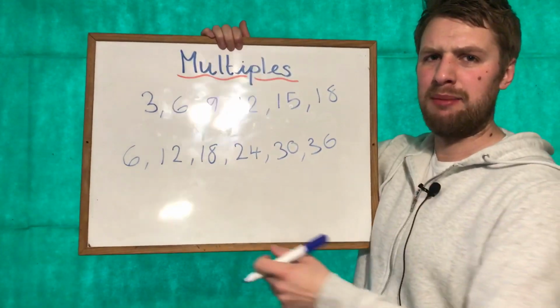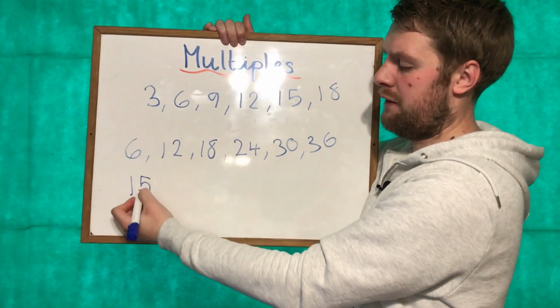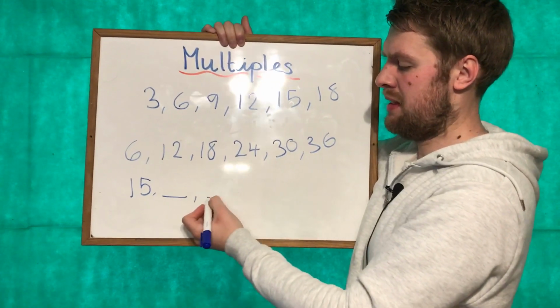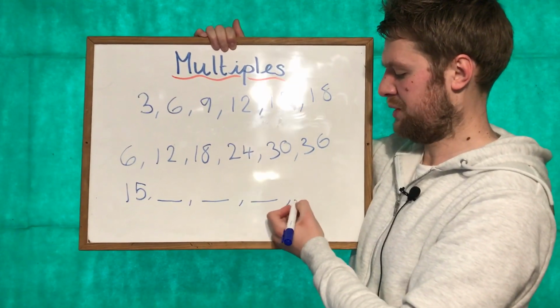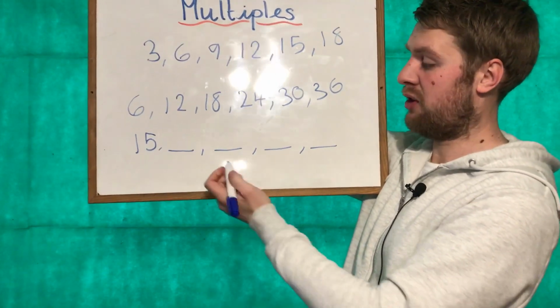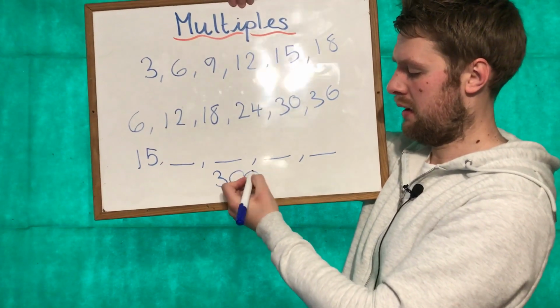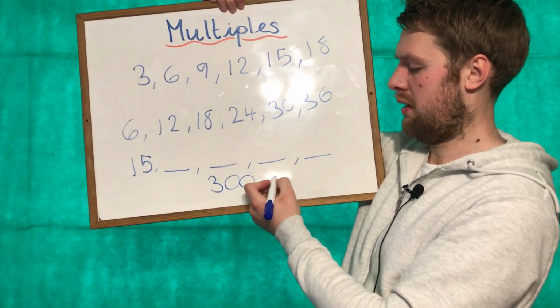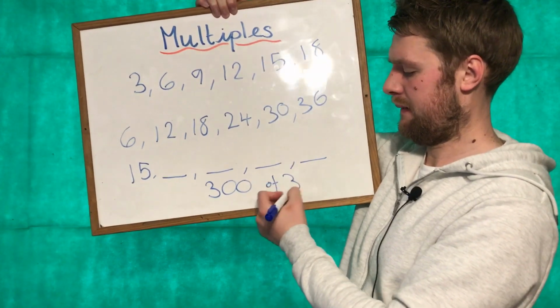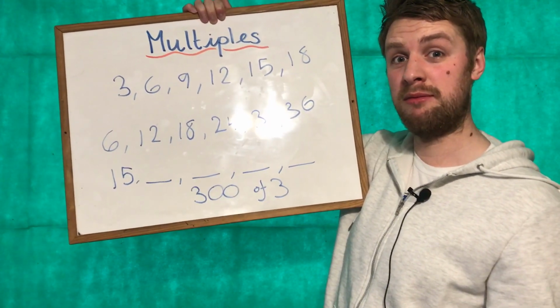Right, I'm gonna make it a little bit tricky now. How about multiples of 15? Can you name what the next multiples of 15 would be? And another question for you. Is 300 a multiple of 3? Is it? Isn't it? How do you know?